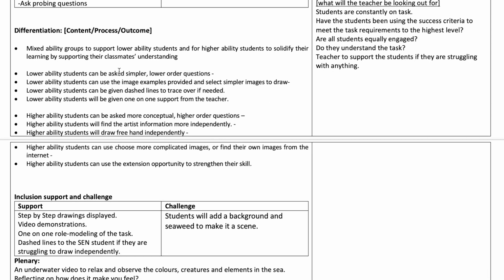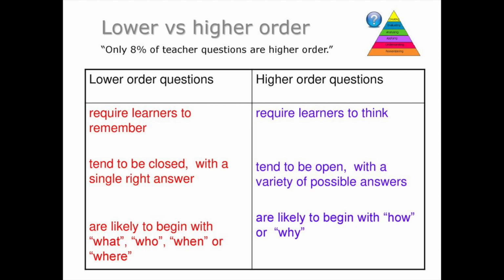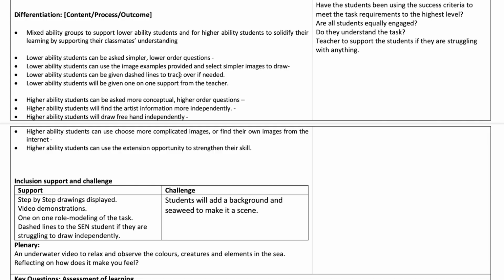Further, lower ability students can be asked simpler, lower order questions. For example, what questions: what is this, what is that. Then lower ability students can use the image examples provided and select simpler images to draw. Then they can be given dashed lines to trace over if needed. Then they can be given one-on-one support from the teacher if needed.